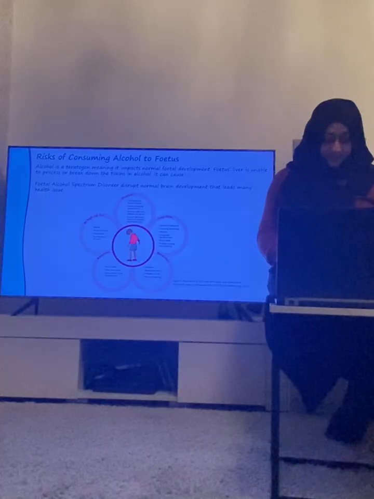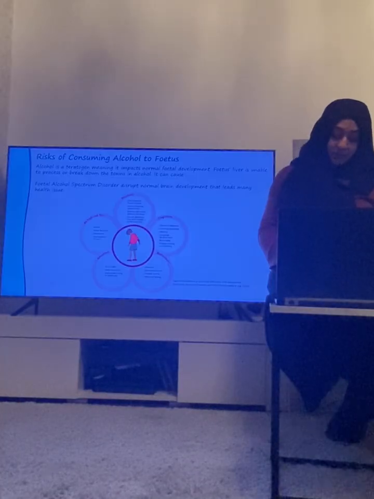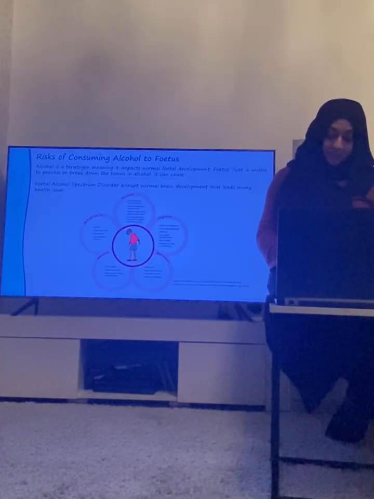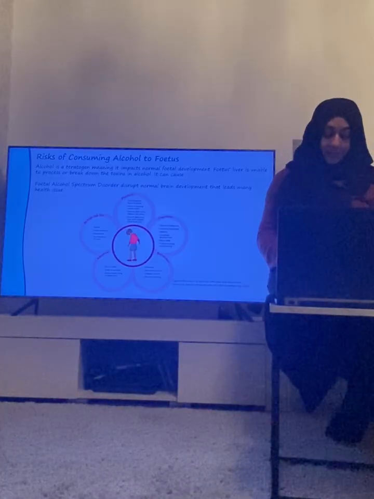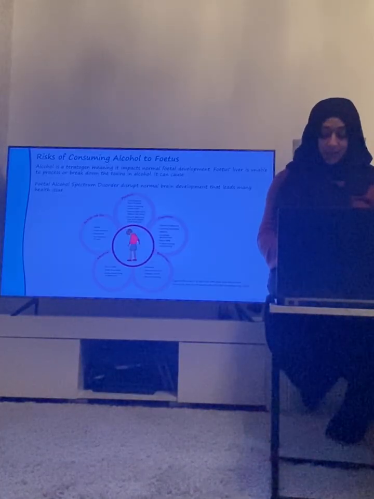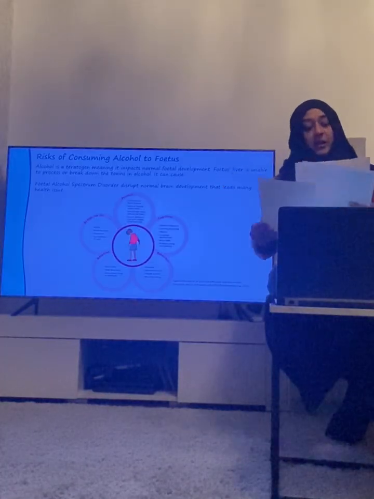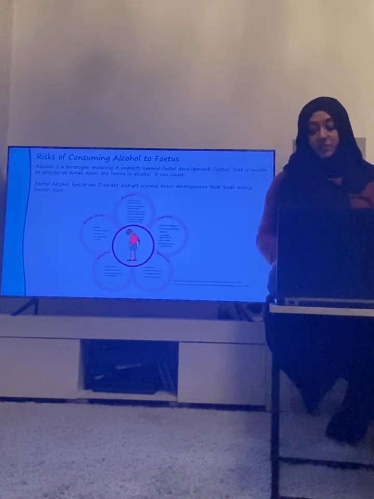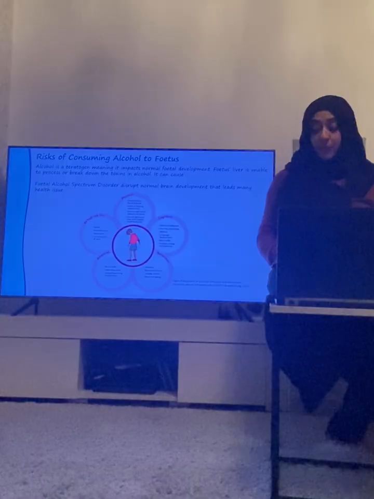Risk to fetus. Alcohol is a teratogen, meaning it impacts normal fetal development. When consumed, it gets absorbed by the bloodstream and passed through the placenta to the fetus, where the liver is still not fully developed and unable to process or break down the toxins in alcohol. This has several impacts on the fetus, including fetal alcohol spectrum disorder. Alcohol can disrupt normal brain development, leading to many future issues.